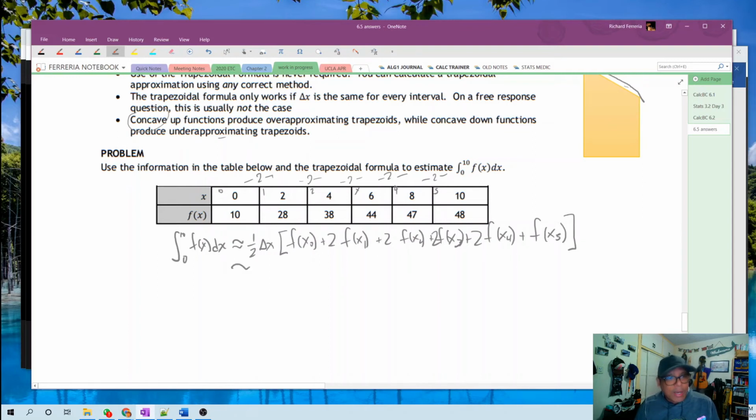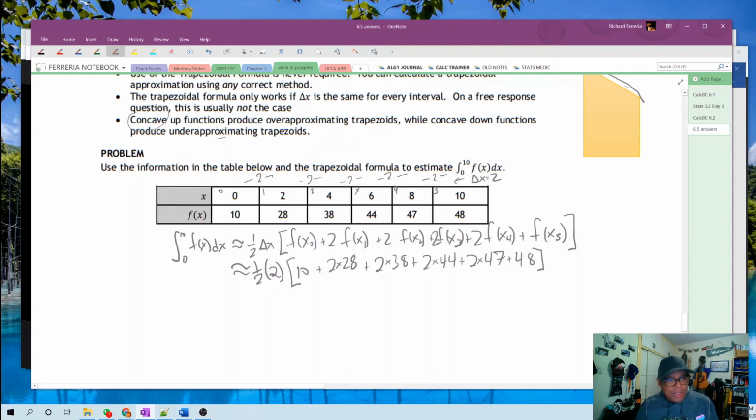Approximately equal to 1/2. Delta x is 2. We measured that up here. Delta x is equal to 2, and it's the same delta x for every trapezoid. Okay, f of x0, that is 10. 2 times 28, 2 times 38, 2 times 44, 2 times 47, and then 48.